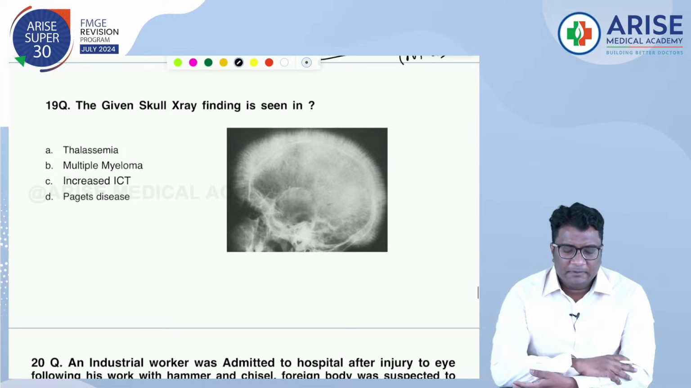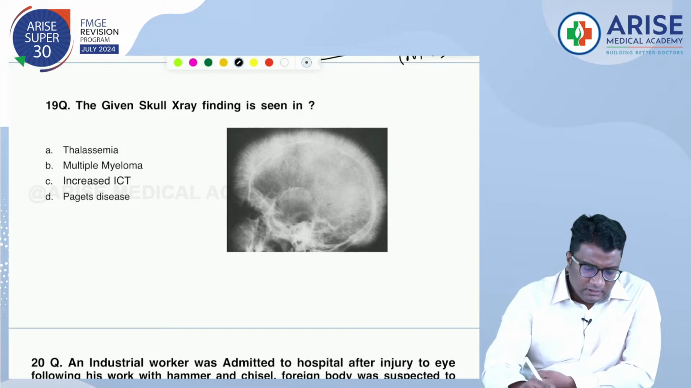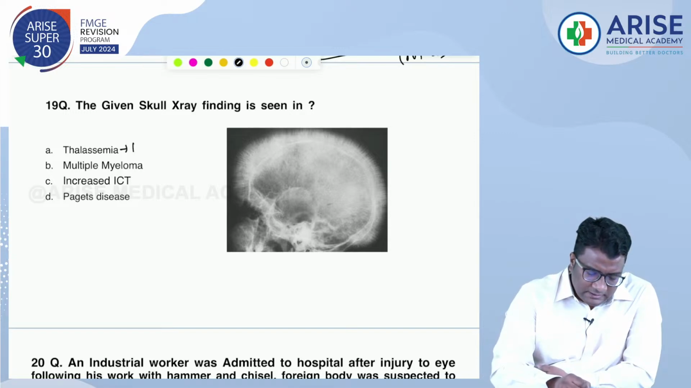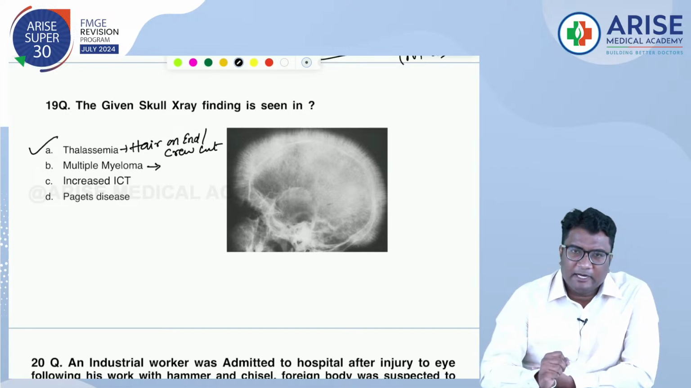Look at the next one here. The given skull X-ray. What is the image showing you? Easy one, simple one. I hope you'll all answer this. What is this appearance called? This is hair on end or crew cut appearance, right? This is thalassemia.